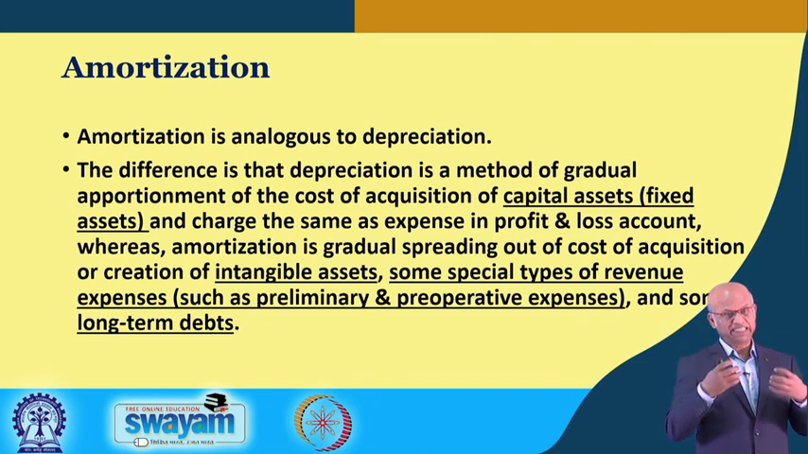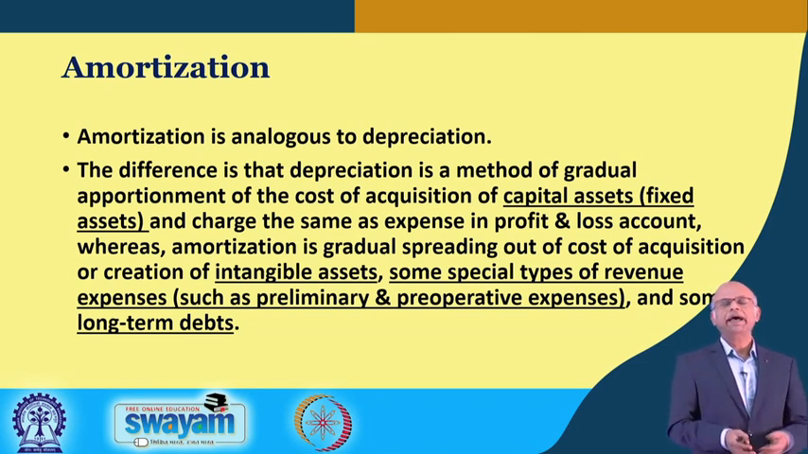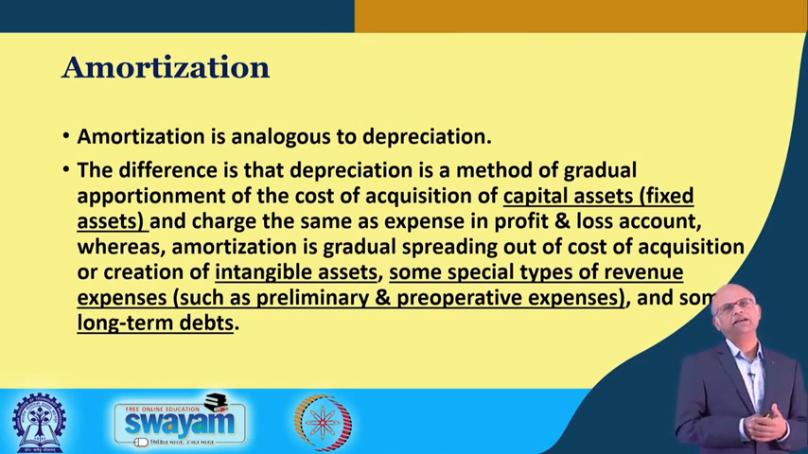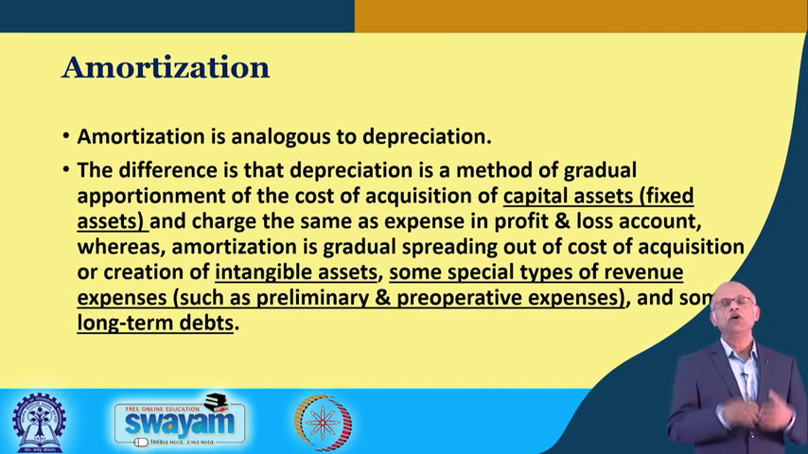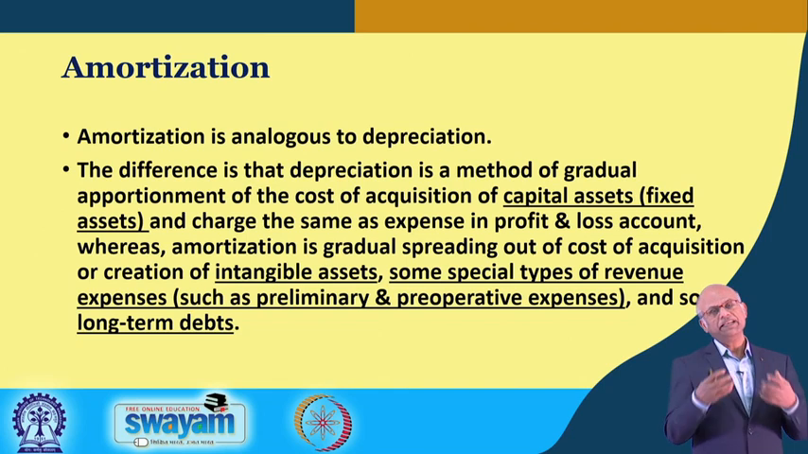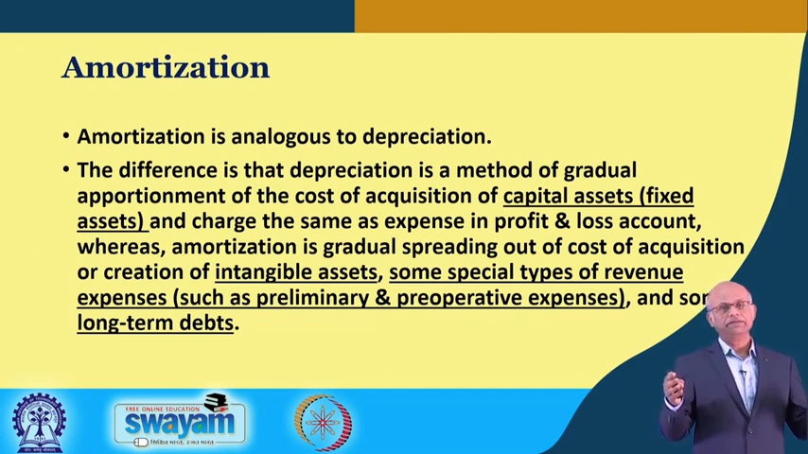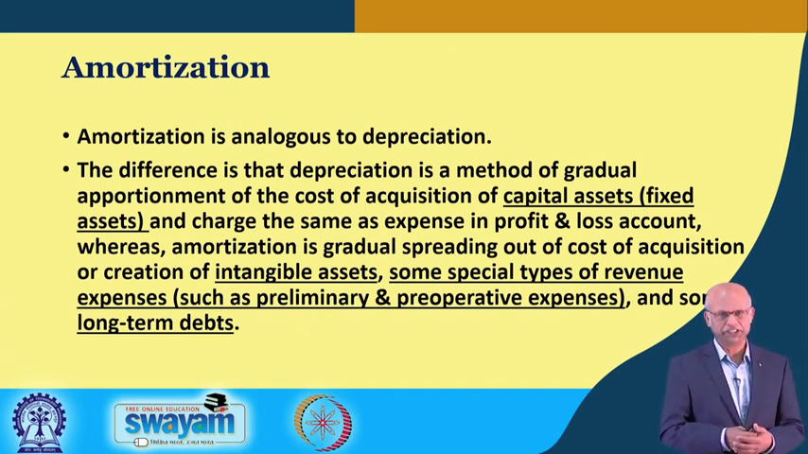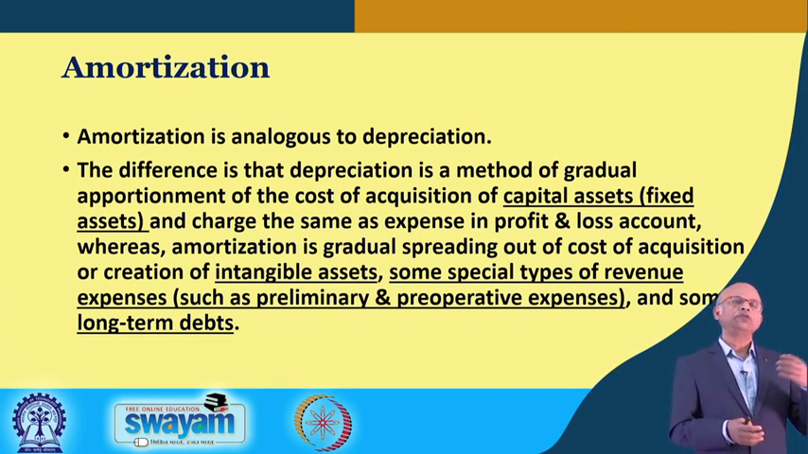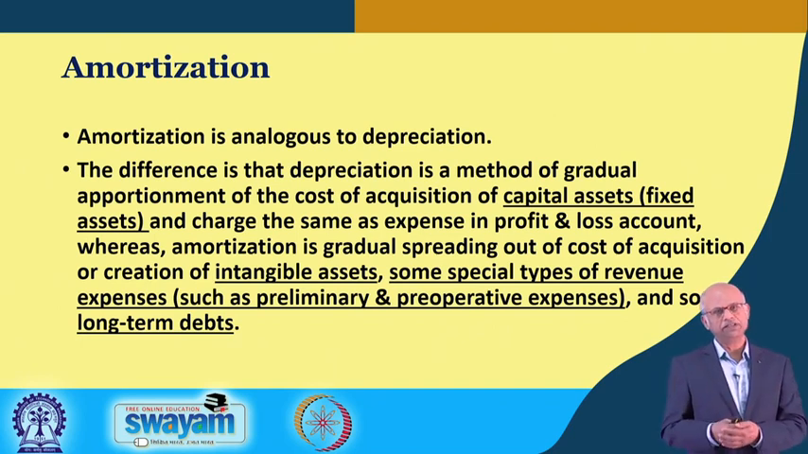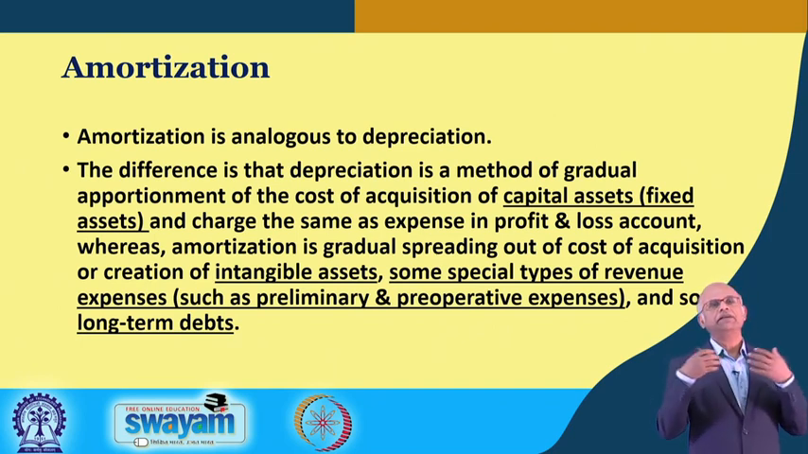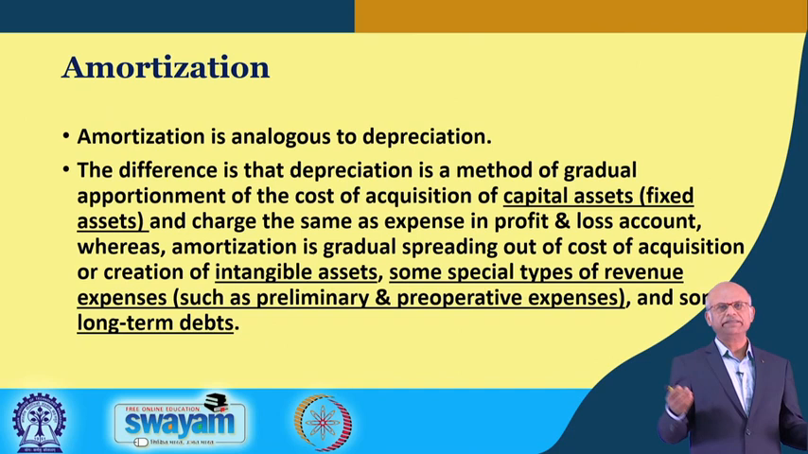You procure fixed assets and you apportion a small amount of the cost as expense in the profit loss account. You charge in the profit loss account. Whereas, amortization refers to creation of intangible assets, mostly intangible assets, like say brand. You create a brand through advertisement, through promotion, or you do research and development and create technology, file patent, or create copyright, things like that.